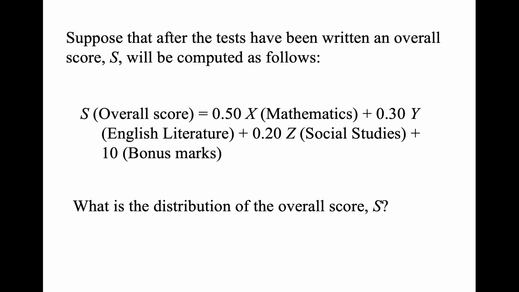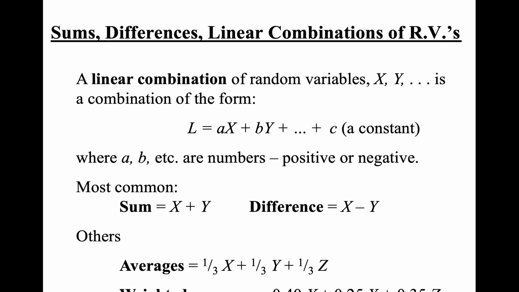Suppose that after the tests have been written, an overall score S will be computed as follows: S, the overall score, equals 0.5X plus 0.3Y plus 0.2Z plus the 10 bonus marks. So what is the distribution of the overall score, which is S?